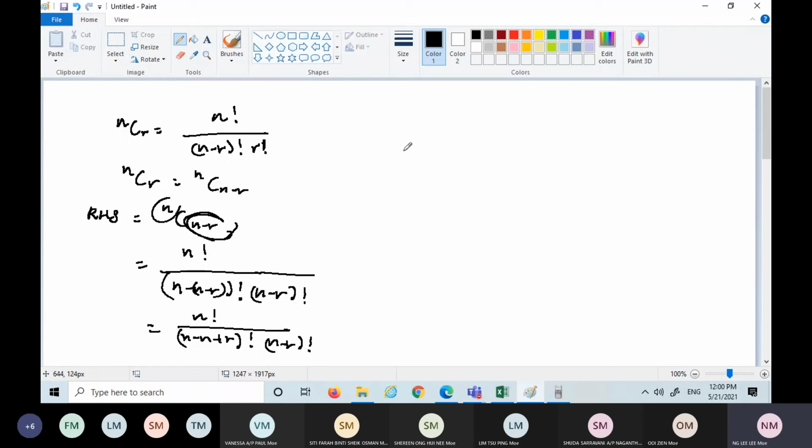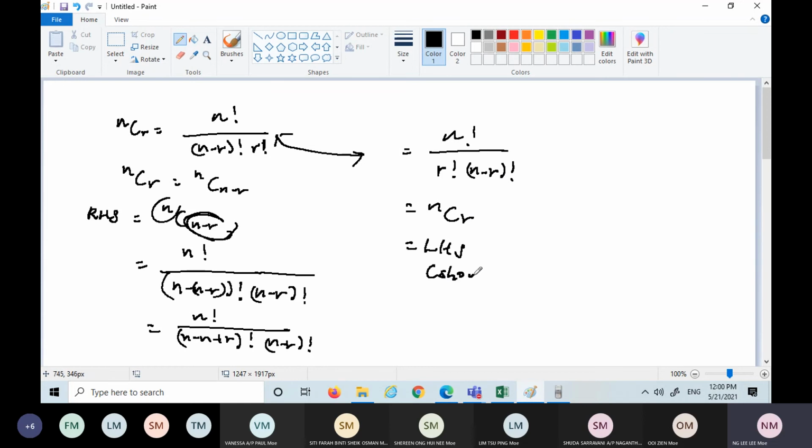I continue here. n minus n is 0, so left r factorial, n minus r factorial. Same. This one and this one are the same. Therefore you can write it is equal to nCr, equals the left hand side. Shown. Not that difficult.